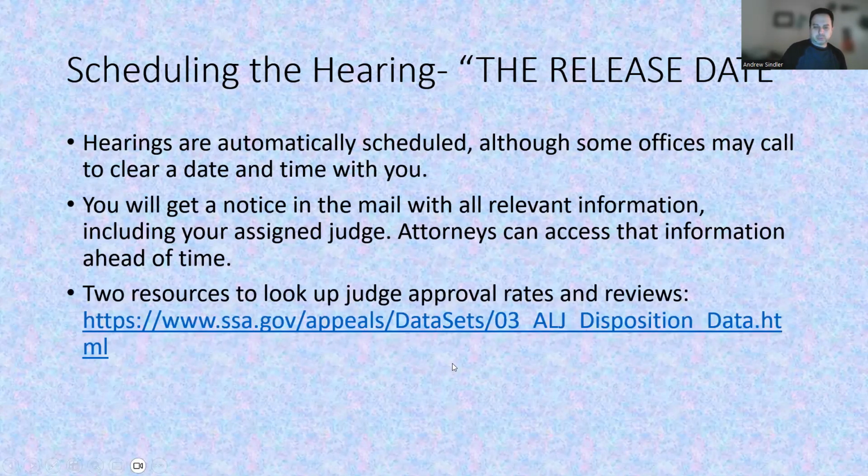Here are two resources you can use to look up judge approval rates and reviews of judges. So this first website here is actually Social Security's website. You can see it's ssa.gov. And this basically will tell you, you can look up the judge. There's a filtered search on there. As soon as you start typing a judge's name in, it'll filter it down to just that judge.